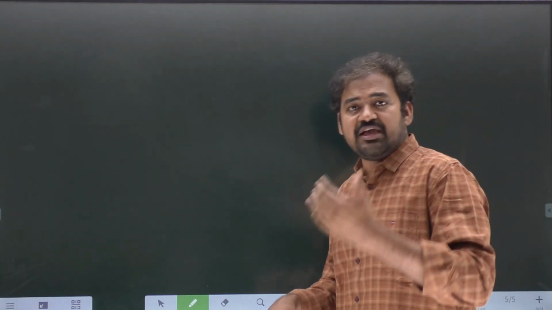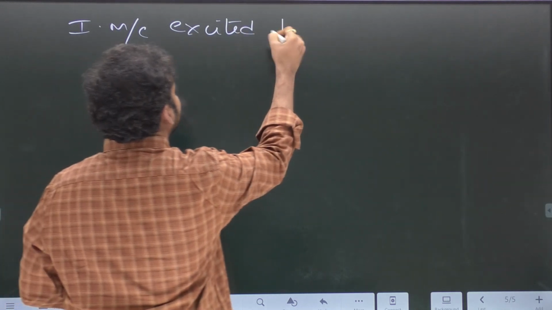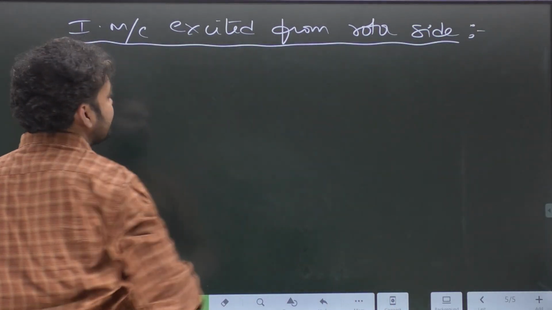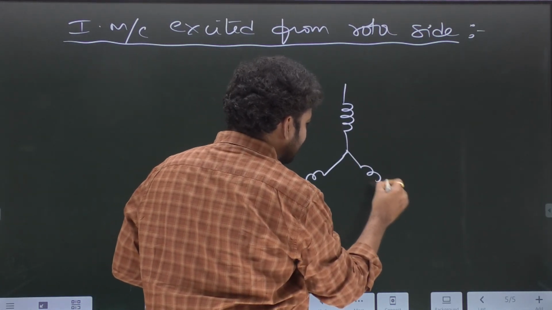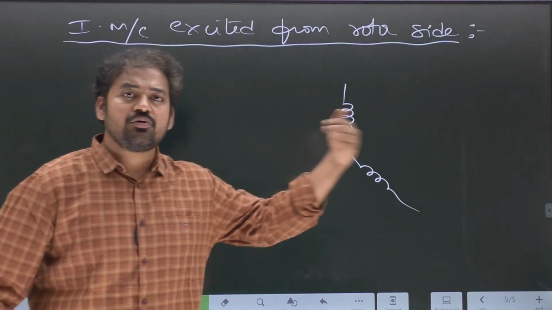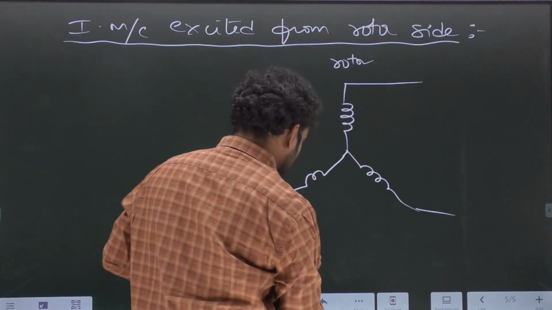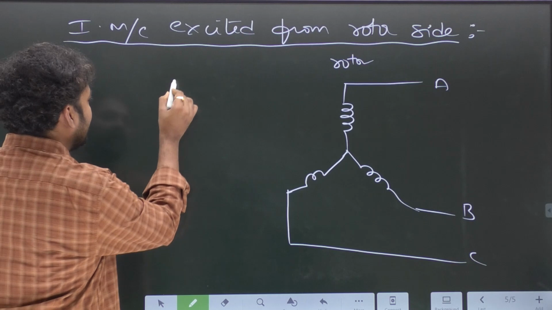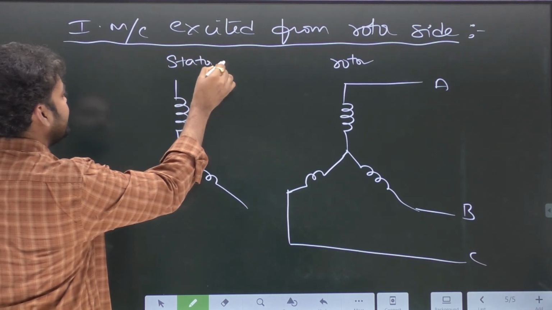Okay, now let me go to another conclusion. What happens if the same induction machine is excited from the rotor side? Induction machine excited from the rotor side. So imagine this is a slip ring induction motor. Remember, only in a slip ring induction motor is the rotor winding accessible outside so you can excite it. So imagine this is the rotor part of the induction machine, having supply terminals on this side. So the machine is excited from the rotor side and the stator winding is short circuited. This is the stator part, which is a closed circuit.